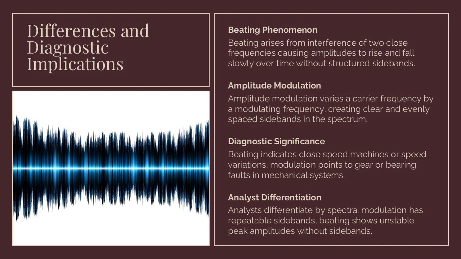Diagnostically, beating often indicates two machines operating at nearly the same speed or slight speed variations within a single machine, whereas amplitude modulation points to mechanical conditions such as gear eccentricity or bearing defects. Analysts differentiate between the two by examining the spectrum. Modulation produces clear sideband patterns, while beating results in unstable peak amplitudes without consistent sideband spacing. Understanding this distinction is critical for accurate fault identification and for avoiding misinterpretation of vibration data.